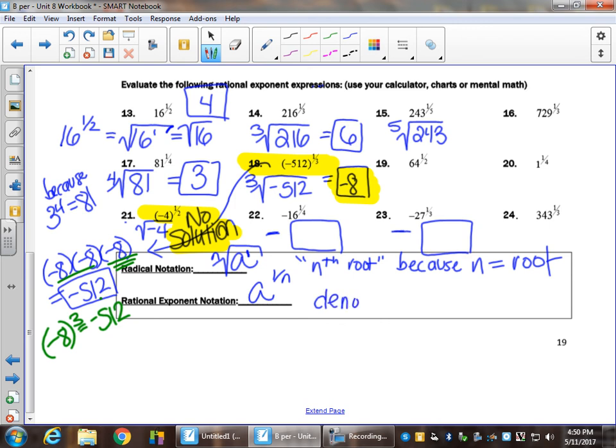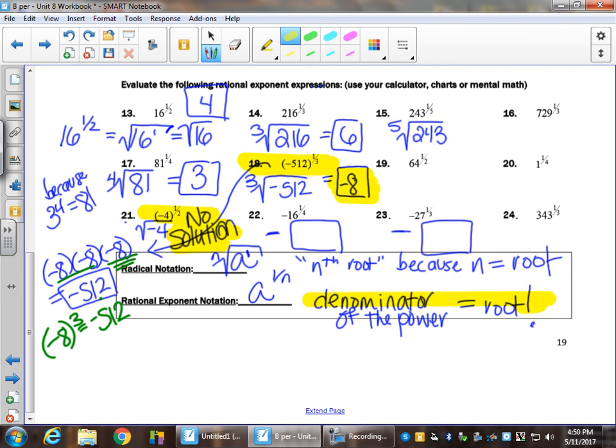In this notation, the denominator of the power, which is what we've been looking at this whole time, is what root you're taking. That's the big takeaway from the practice we just did. The denominator of the power is the root.